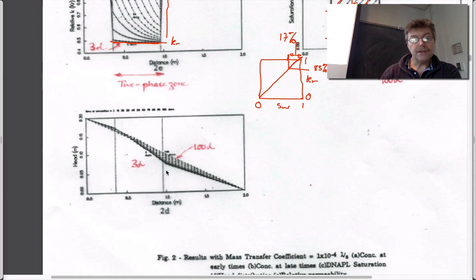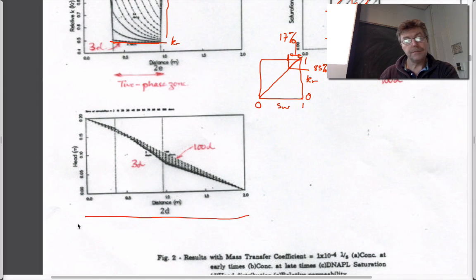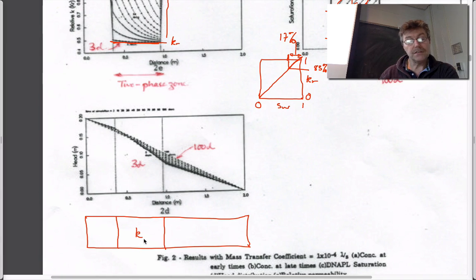If you think about this as being our plug, and this is a relative permeability which is different as we go across it.